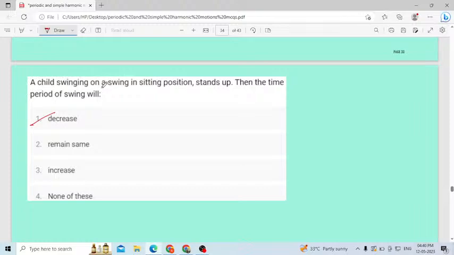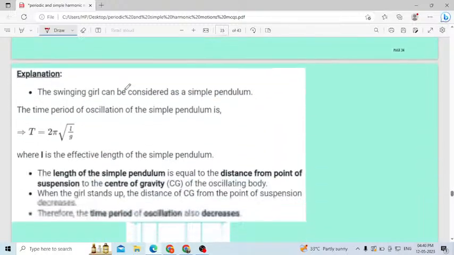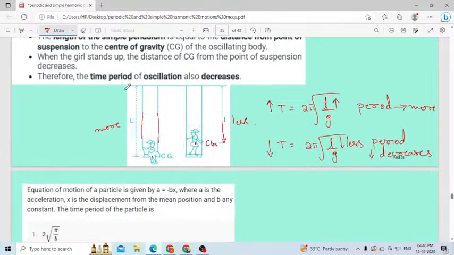A child swinging on a swing in sitting position stands up, then the time period of the swing will be what? First what will happen? The girl will sit, then she will start swinging. When she is sitting, this is the center of gravity of the girl, then this is nothing but the length of the string. When the length of the string is more, the time period will be more.